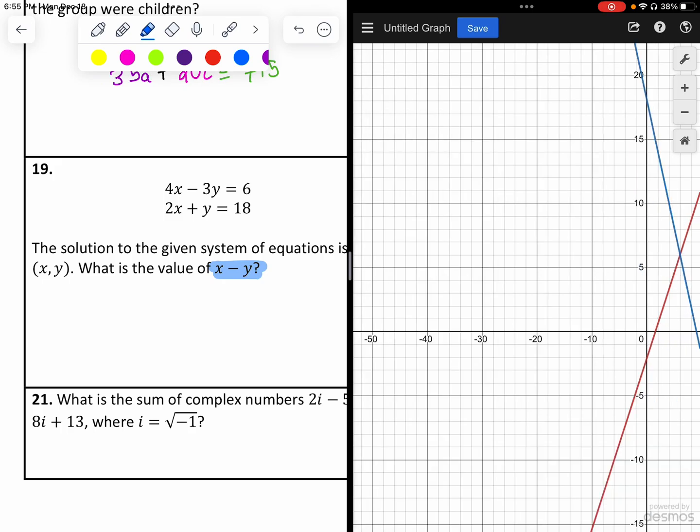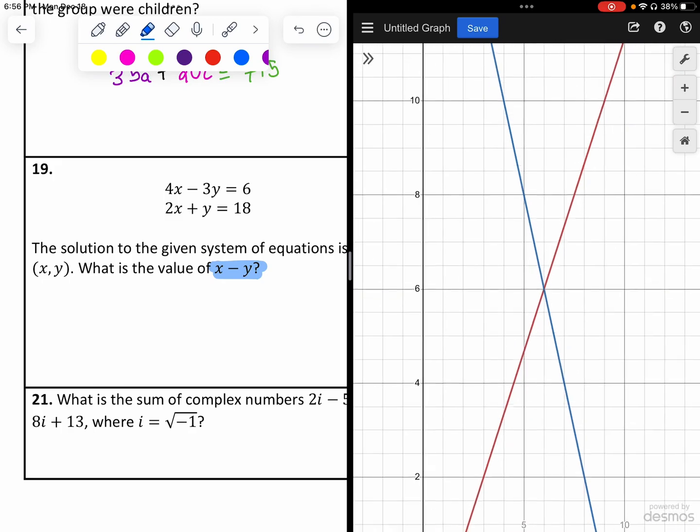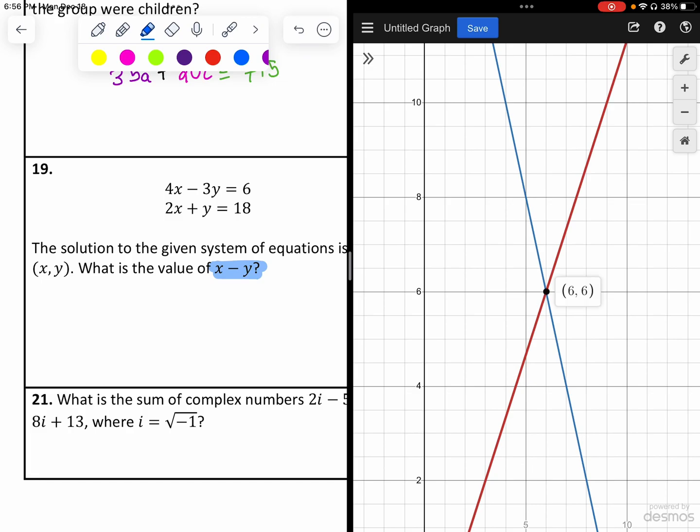Okay, so there's my system. There's their solution. The solution is at 6, 6. So my solution over here is 6, comma 6. Now, this means x is 6 and y is 6, and I want to know what x minus y is. So that's literally all I'm going to do. I have 6 minus 6, which gives me 0. So you have to be careful. You can't just stop here. You have to plug in the rest of the equation.